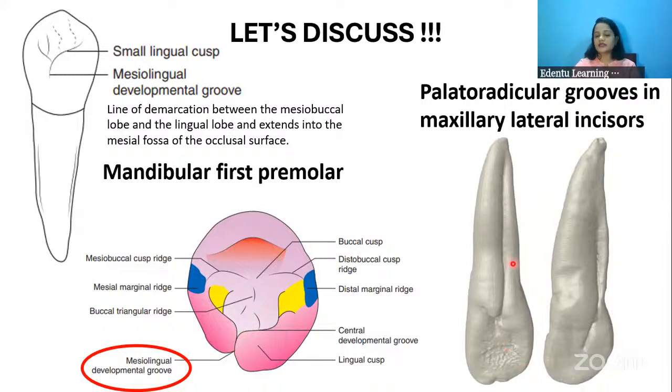Now there is another groove that is mostly present in the maxillary lateral incisors. That is called the palato-radicular groove.